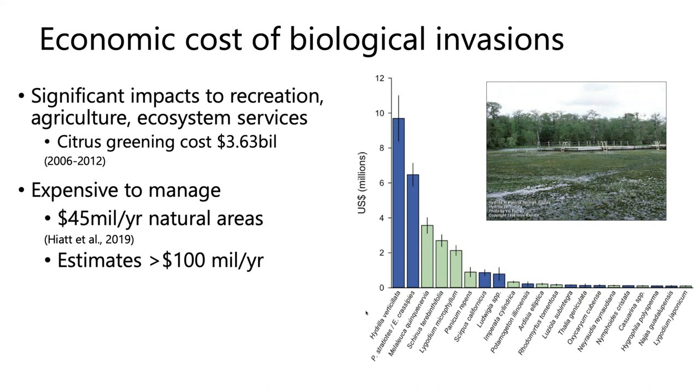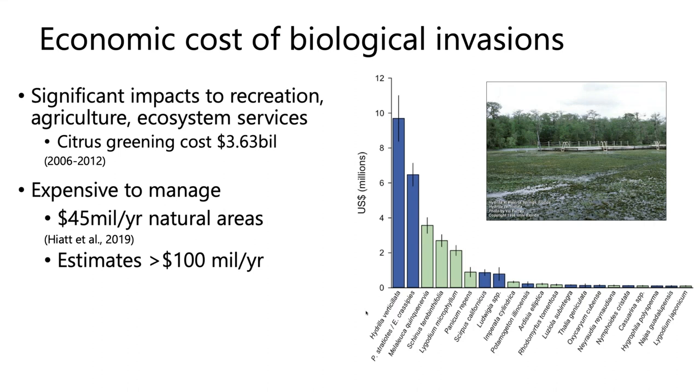But one of the most dramatic examples of economic loss is the situation with citrus greening. So citrus greening is a bacterial disease that's vectored by a psyllid, a non-native psyllid. And basically it causes the fruit to drop off the citrus trees and not develop properly. So between 2006 and 2012, it's estimated that this has cost $3.63 billion to our industry, and thousands of jobs have been lost as well.